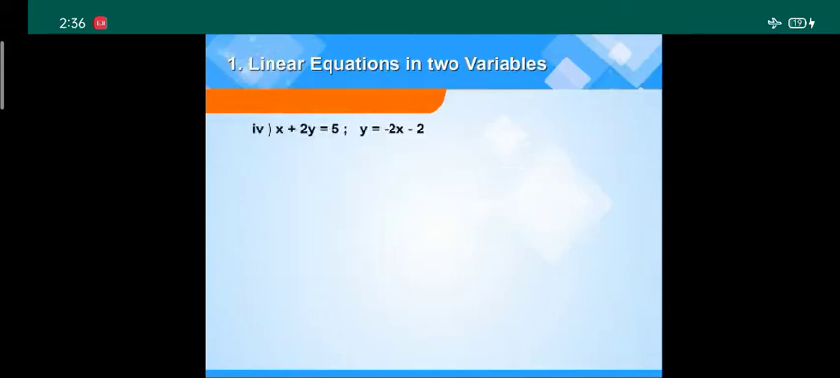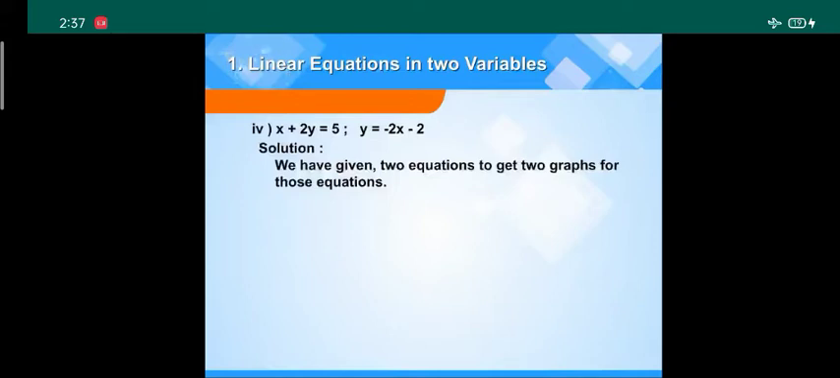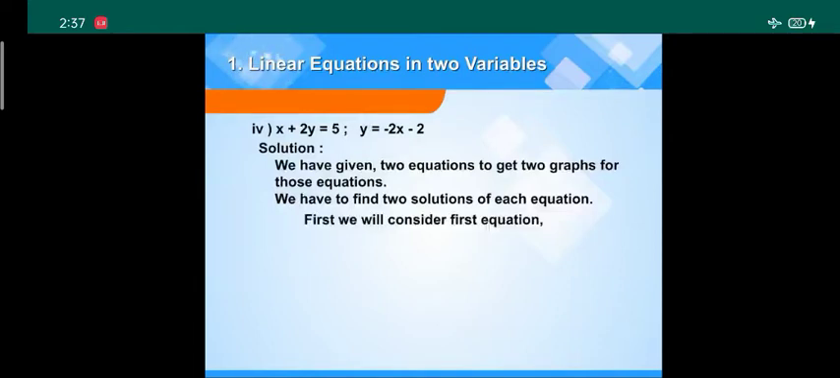Problem 4. x plus 2y is equal to 5 and y is equal to minus 2x minus 2. Solution. We have been given two equations to get two graphs for those equations. We have to find two solutions of each equation. First, we will consider the first equation, that is, x plus 2y is equal to 5. This is equation number 1.